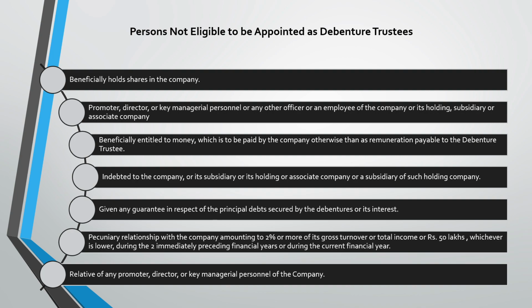And they can't be a relative of the promoter, director or key managerial person of the company. And the company also means the group company: holding, subsidiary and associate company. So these persons are not to be appointed as debenture trustees. Basically, they need to be an independent party and they should act in favor of the debenture holders. They have a huge liability also.